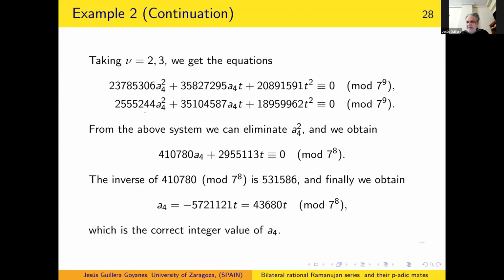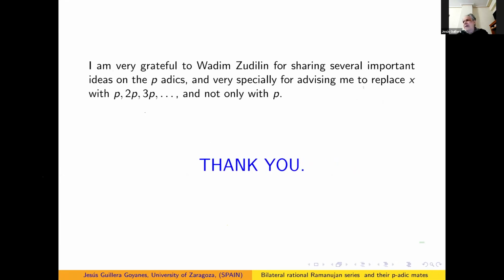So with the bilateral Ramanujan series, we could obtain the approximations, but not the rational values. And this is why the p-adic methods are so interesting.